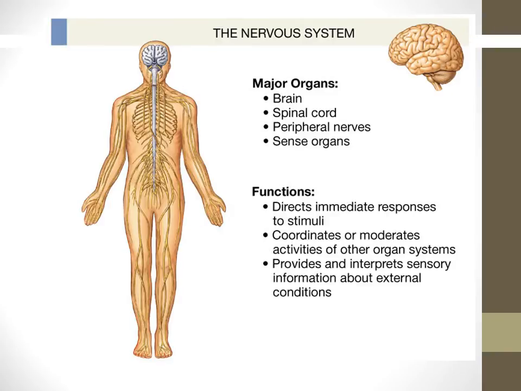The next system is the nervous system, which comprises the brain, spinal cord, peripheral nerves, and the sense organs. The function of this system is to direct immediate responses to stimuli, also to coordinate or moderate the activity of all other organ systems, and also to provide and interpret sensory information about external conditions.